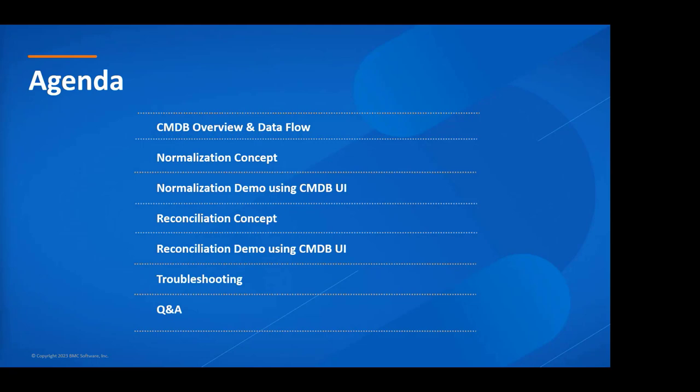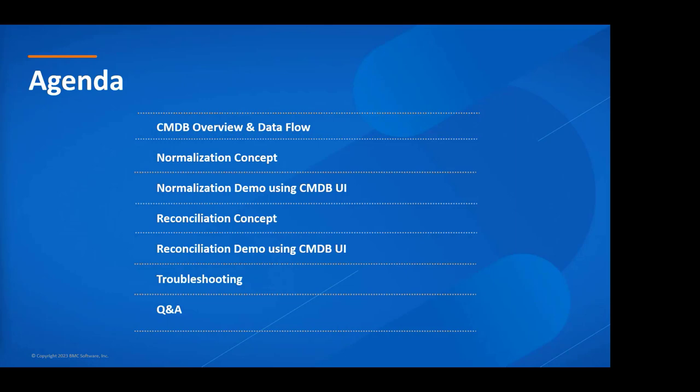Then during that process, we have a few things like normalization and reconciliation in between that help us process that data. So at the end, we have correct and complete data that other applications can consume from the CMDB. So that overview we'll take first, then normalization. What is normalization? Why do we need normalization? What are the different components involved within normalization, backend forms, and how do we configure it? These things we'll check, followed by a quick demo.